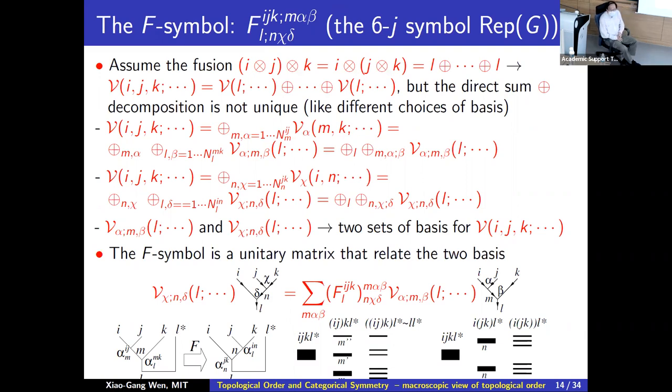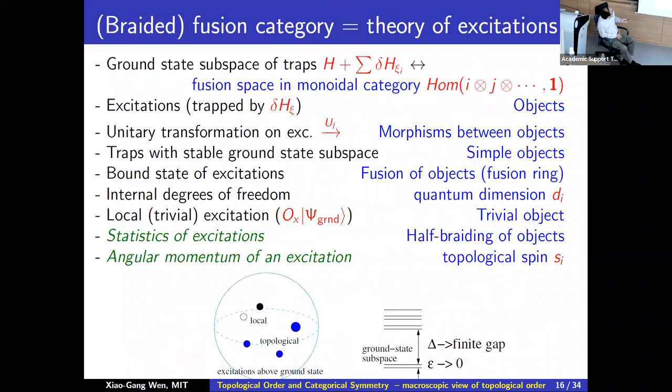Can I ask a follow-up? So script V is the fundamental mathematical object, and everything else, if you know V, can be extracted from it, like these numbers? Exactly. And no. So since you asked this question, we can just go here. The ground state subspace of a trap is this script V. It's something accessible physically, and that corresponds to the fusion category's Hom space from IJ to the identity, to trivial.